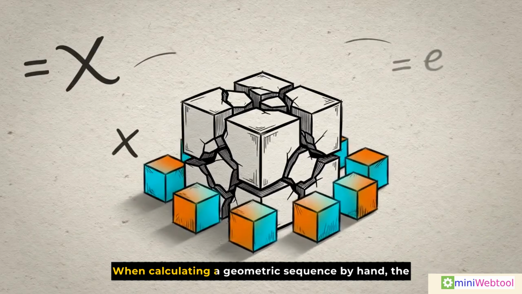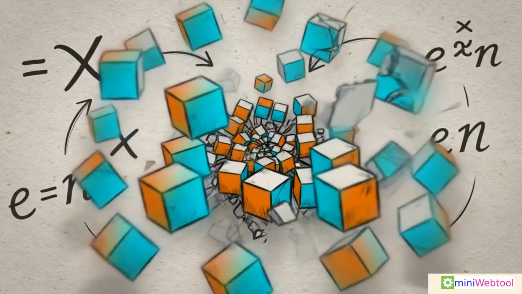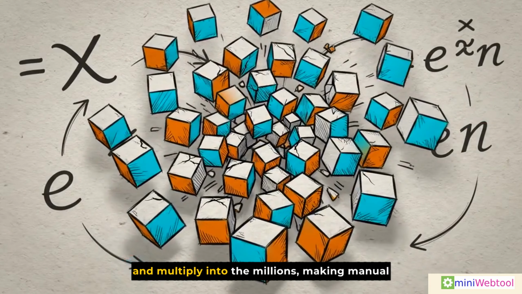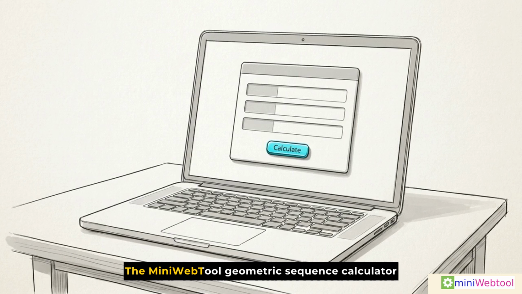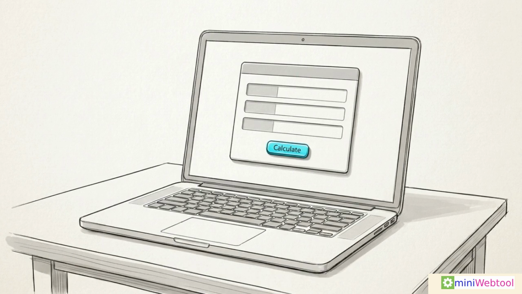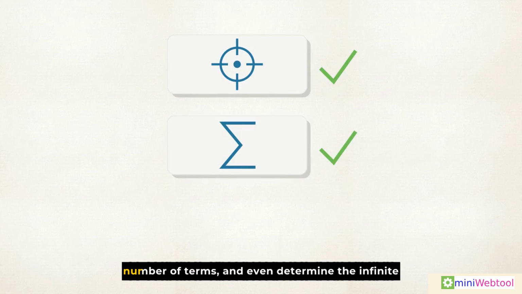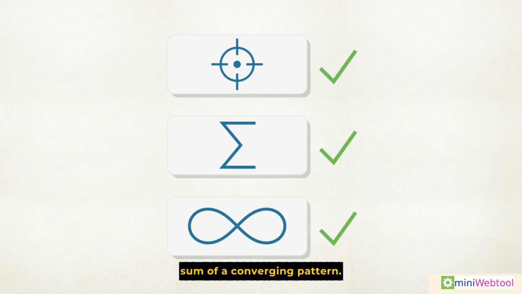When calculating a geometric sequence by hand, the numbers compound rapidly. A pattern that starts small can quickly fracture and multiply into the millions, making manual calculations tedious and highly prone to error. The MiniWebTool Geometric Sequence Calculator handles this heavy lifting for you. It is built to instantly find any specific term in your sequence, calculate the sum of a specific number of terms, and even determine the infinite sum of a converging pattern.